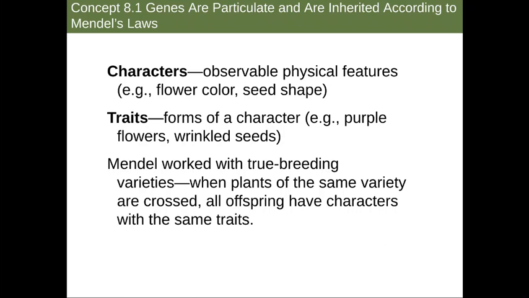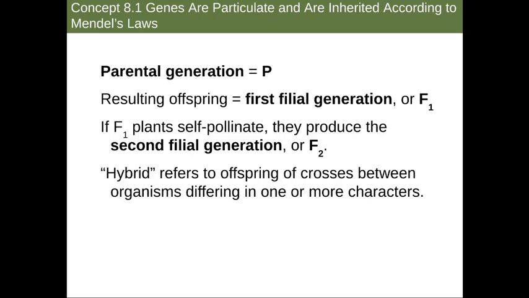So Mendel worked with these true breeding varieties because once they were crossed, their offspring had the same traits as the parents. So if you had pink flowers in the first generation of this pea, you would have the same color flowers in the F1 and the F2, and so forth. Now, it was when we began to hybridize. This is when we had crosses between organisms with differing characters.